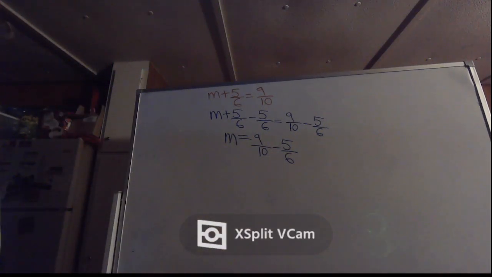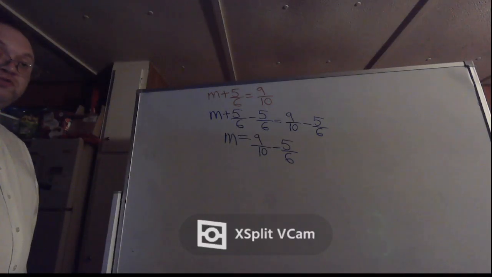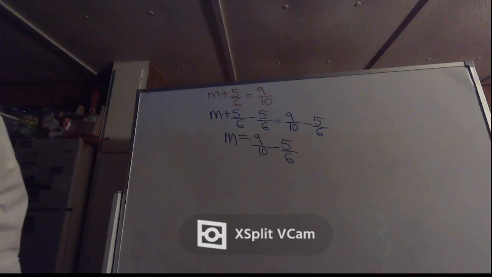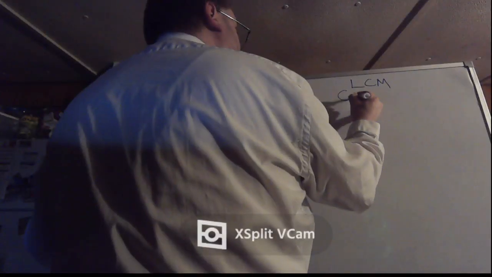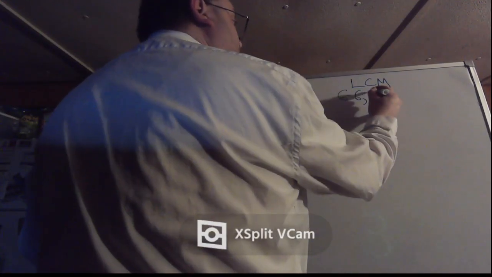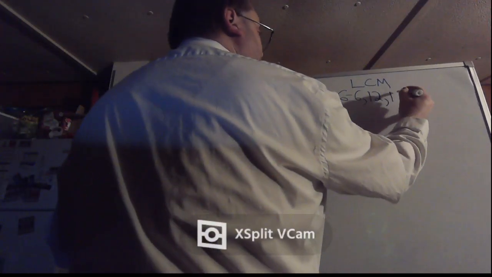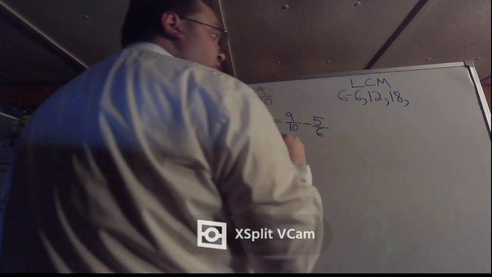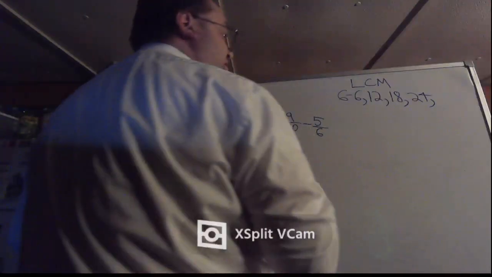Well, bad news is 6 is not a factor of 10. However, we can go through and figure out the least common multiple of 6 and 10 and come up with the least common denominator. So let's do that. Least common multiple of 6. We'll start with 6. So 6 times 1 is 6. 6 times 2 is 12. 6 times 3 is 18. 6 times 4 is 24. 6 times 5, well, that's 30.